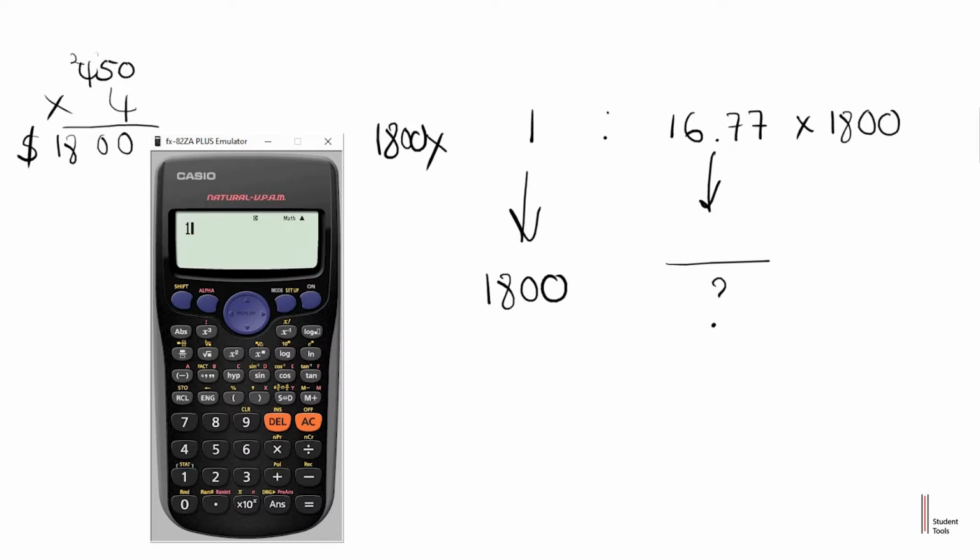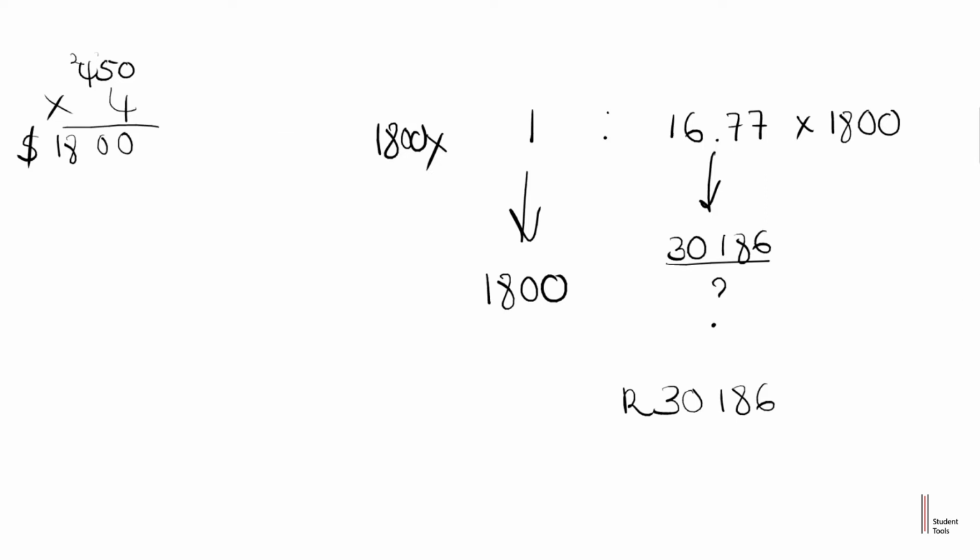Okay, 16.77 multiplied by 1,800. So that is equal to 30,186. So that is how much she spent in rands. So that is 30,186 rands for 4 nights. Just for 4 nights. That's a lot. I mean, anyways, let's proceed to 1.3.